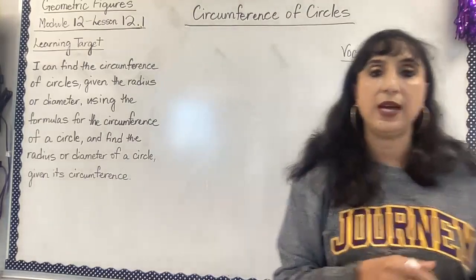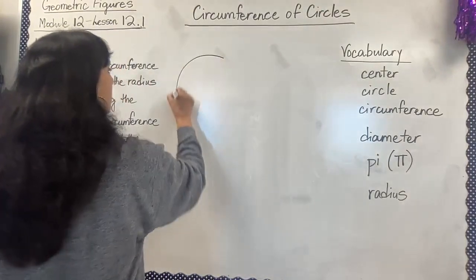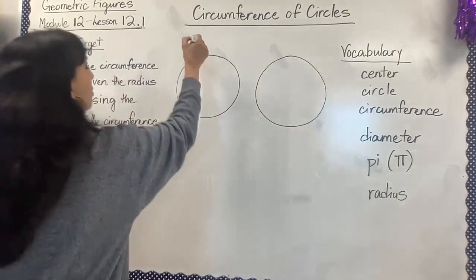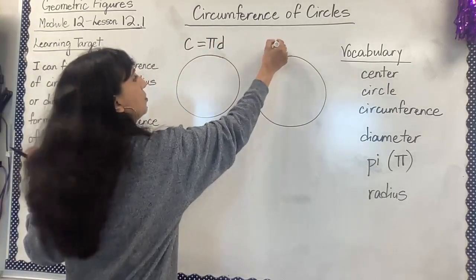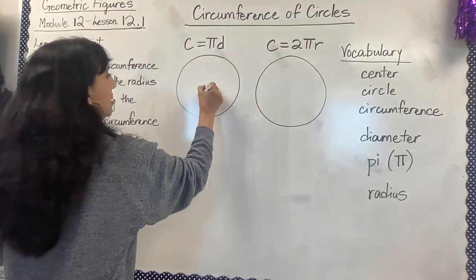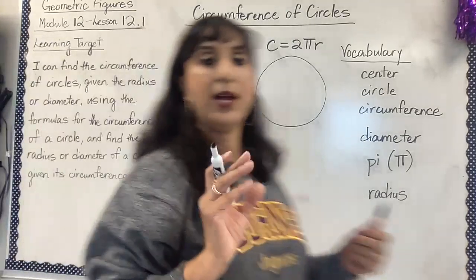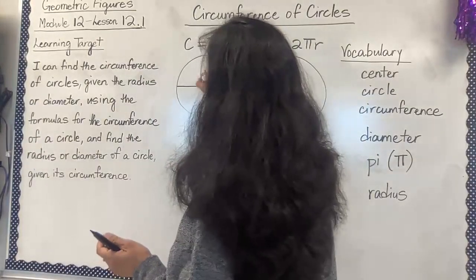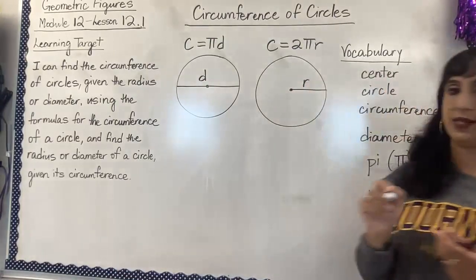Let me use this, and I am going to just make two circles, 1 and 2. Over here, I'm going to say circumference is equal to pi times diameter. Over here, I'm going to say circumference is equal to 2 pi r. When I say diameter, that means this whole thing is the diameter, right? When I am showing you what circumference is, this is my D, this whole thing. And then just this much is my radius.